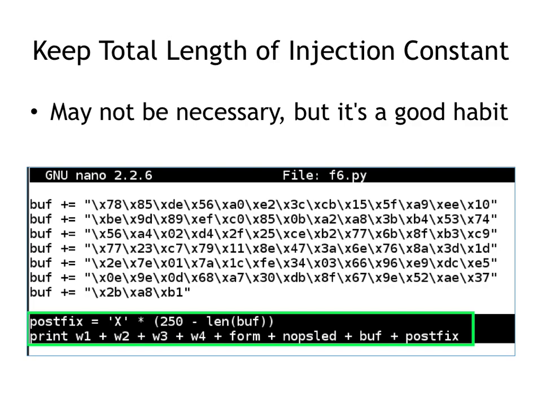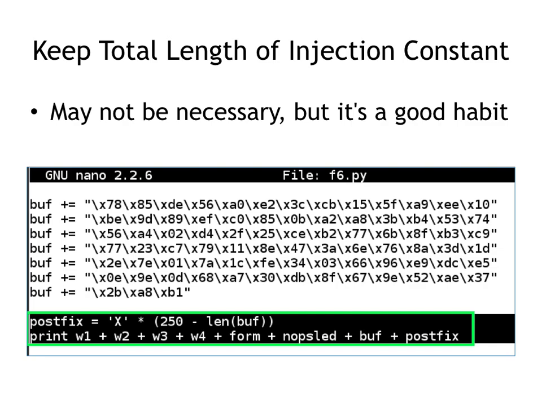And so MSFvenom writes this buffer command, and now I set aside 250 spaces for it. So I take 250, I put my 4 pointers, and then the format string. This is the attack. Then I put in a NOP sled. Then I put in the buffer, and then I just put in enough X's to make the total length stay the same, which is just a good practice, although it doesn't really matter here. And that should do it.